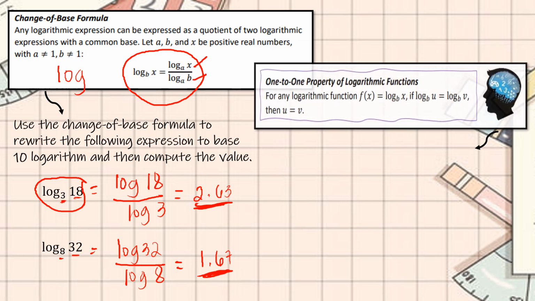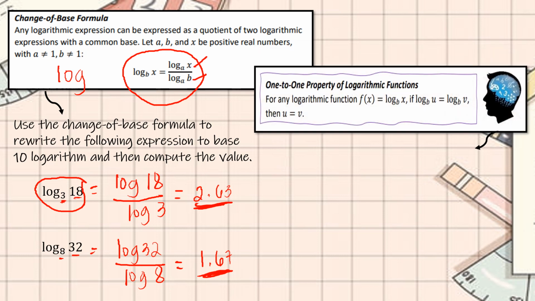Okay, so next is the one-to-one property of logarithmic function. So for any logarithmic function, f of x is equal to logarithm of x with the base of b, if logarithm of u with the base of b equals logarithm of v with the base of b, then u is equal to v. So, itong property naman na ito, magagamit natin siya kapag magsasolve na tayo ng logarithmic equation.